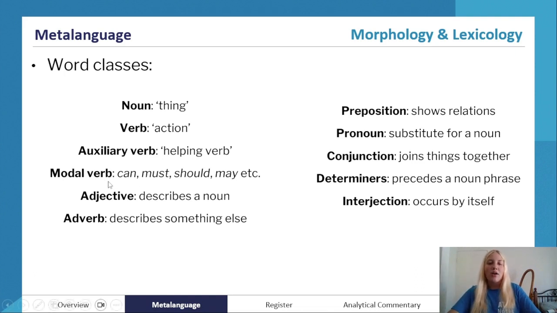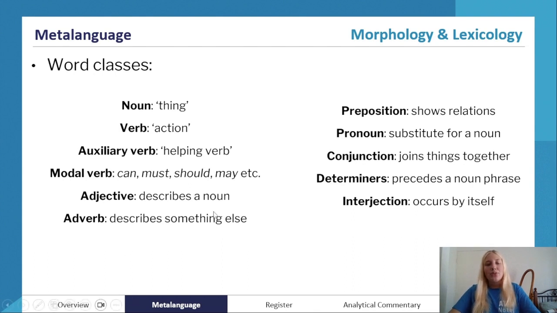Modal verbs are can, must, should, may, and they can be high modality and low modality. So we could have things like could, can't. It can be more or less definitive. Low modality means it sounds less definitive. So must is a high modality verb, and may is a low modality verb, for example. So they're also split into high and low modality.